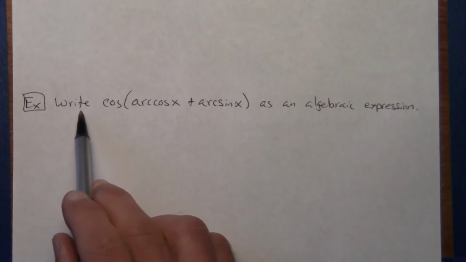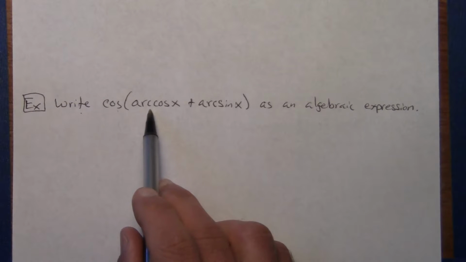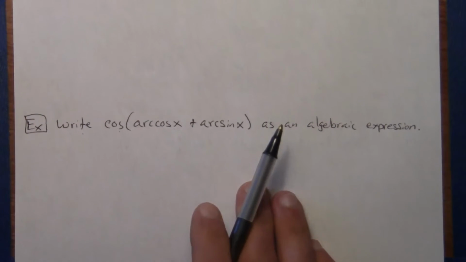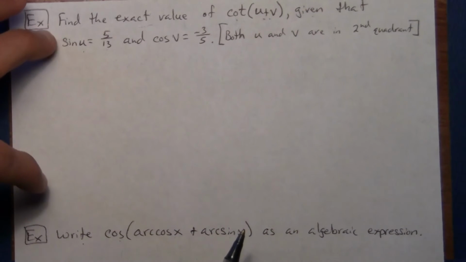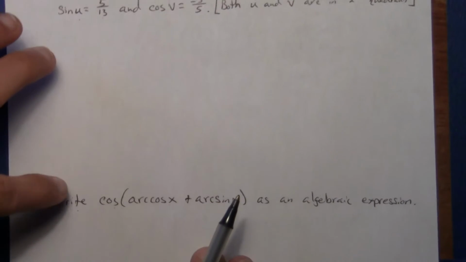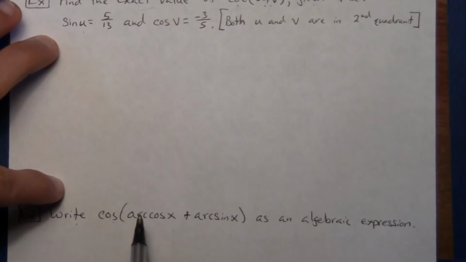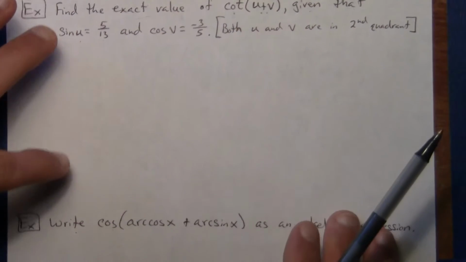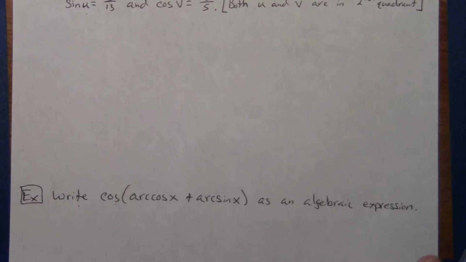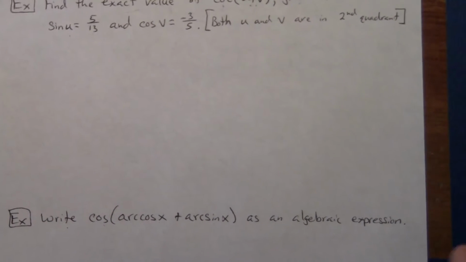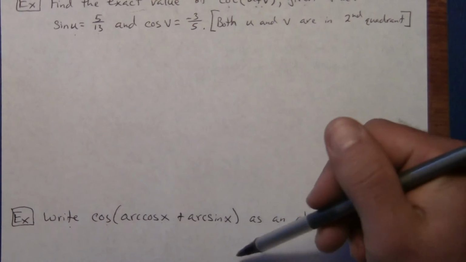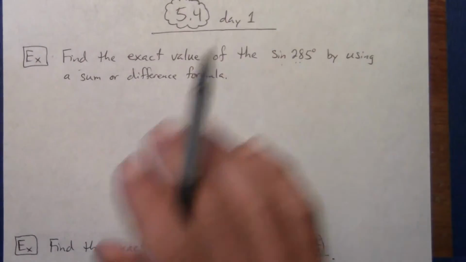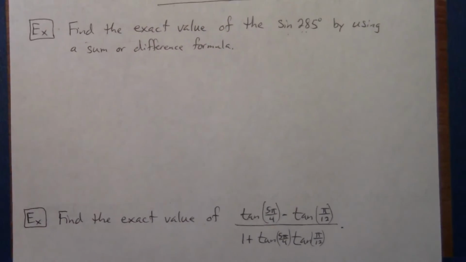And then the last one's going to ask you to write the cosine of the quantity arc cosine x plus arc sine x as an algebraic expression. You'll want to pay attention to the work that I do for both of these. They're going to look different because obviously you've got arc cosines and arc sines and you've got actual numbers up here, but the steps that you do for these two problems are virtually exactly the same. So if you can get down the process, it makes it a lot easier if you can see how similar they actually are.